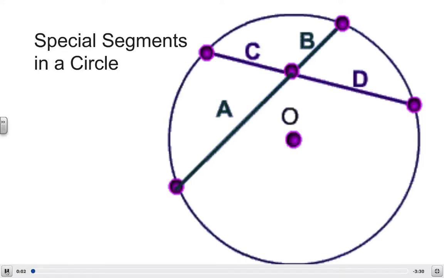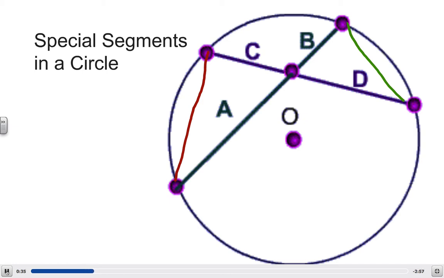We talked about how to find lengths of different parts of the chords when intersected by a perpendicular diameter. But what happens if it's not a perpendicular intersecting chord or line? Well, let's think about what we do know, okay? If we create a triangle by connecting two of our points of the intersecting chords, we create similar triangles. Well, how do we know they're similar?